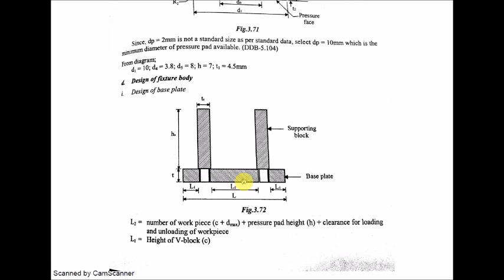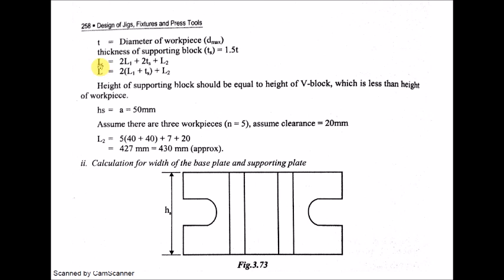And L2 we know, it is N, the number of workpieces. Number of workpieces is 5. So 5 into this value C plus D max, which will be 40 plus 40, plus pressure pad height H equal to 7 mm, plus clearance for loading, which may be assumed either 22 or 18 or 20. It's up to your assumption. So total length L is equal to 2L1 plus 2TS plus L2, and finally we can find the total length.